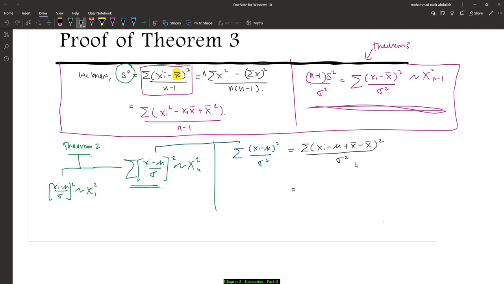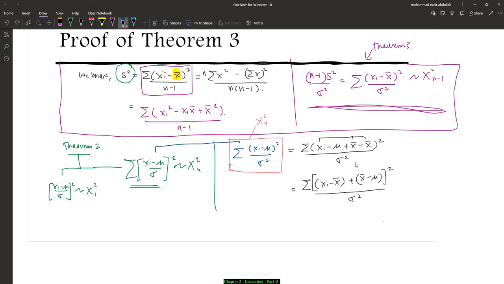Since we see xi minus x bar in the formula for sample variance, we try to bring them together. So this should be a big bracket here: (xi minus x bar plus x bar minus mu), and then we square, divided by sigma squared. It's the same thing, from here to here. And we know that the red rectangle here is equal to chi squared with n degrees of freedom. So we try to expand from here.